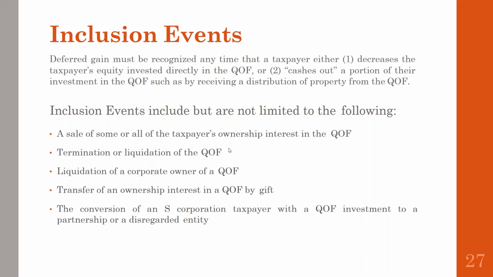And then also, if you do have an S Corp taxpayer with a QOF investment, if it converts to a partnership or a disregarded entity, that conversion is going to be deemed an inclusion event, causing the liquidation. And if you decrease your interest in the investment, or if you cash out entirely, it could be a partial inclusion event. But those are the items to look for.